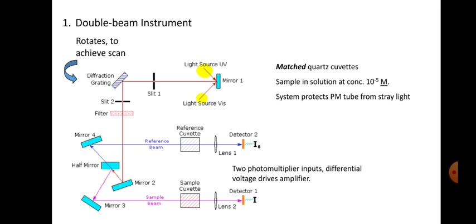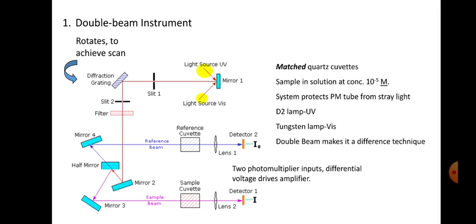Then the system protects the PM tube, the photomultiplier tube, from stray radiation or light. A deuterium lamp is required when you are using the ultraviolet region of light, and a tungsten lamp is required when you are performing in the visible region.